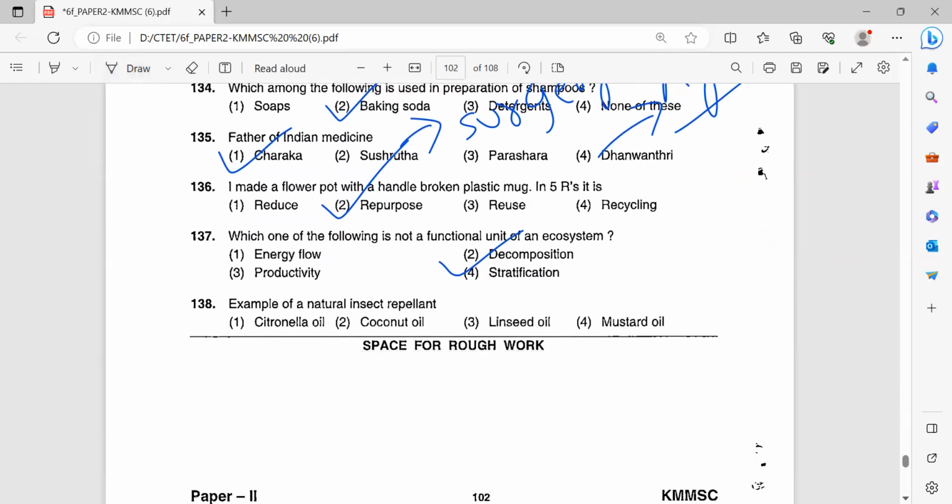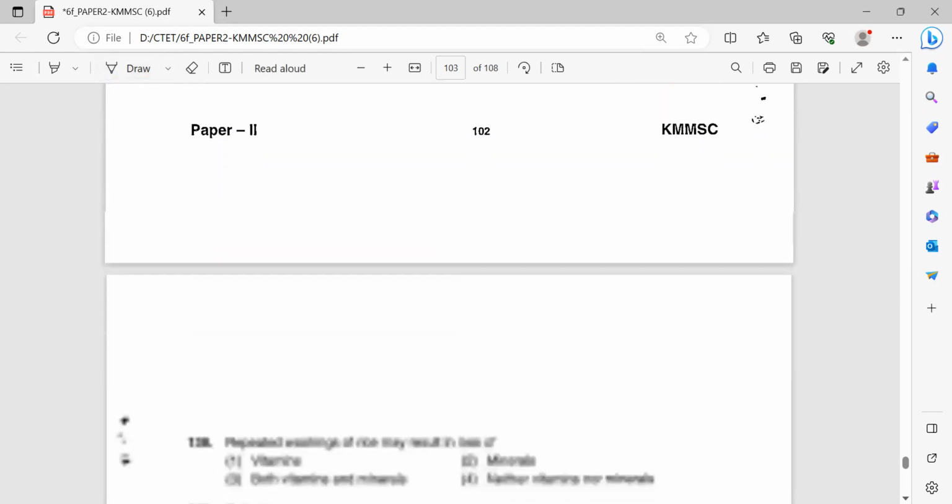Next, example of natural insect repellent. Natural insect repellent is citronella oil. That is why it is called a natural insect repellent.